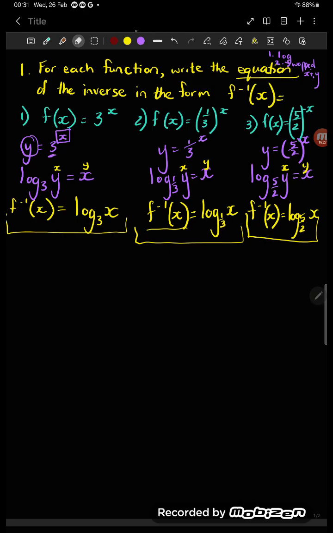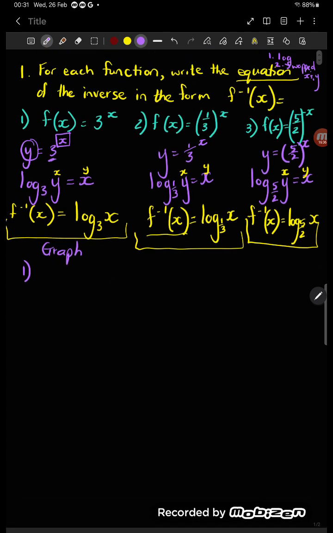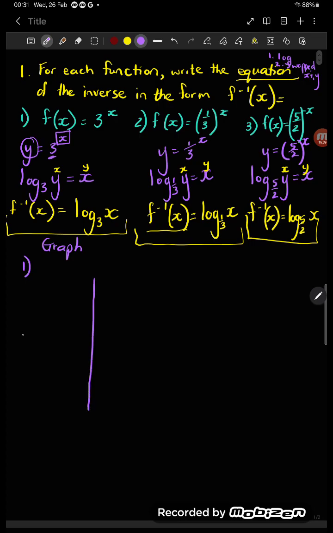So let's look at this function. Y is equal to, number 1, if I'm going to graph all of these, I know that this is going to be an increasing function because my base is bigger than 1. Your base can't be 1, otherwise it'll just be a dot, it won't go anywhere. So I've got y is equal to 3 to the x. Now, please do this.